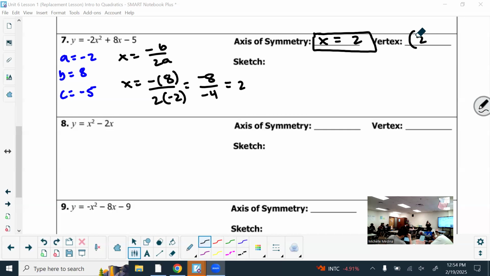Because you find your vertex by taking this x and plugging it in for the y, and then writing it as an ordered pair. So here is me plugging it in. Here's my given equation.